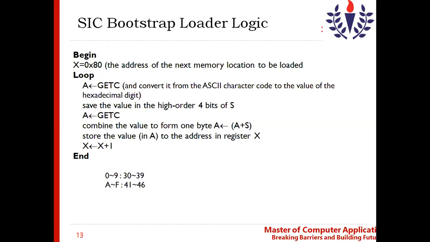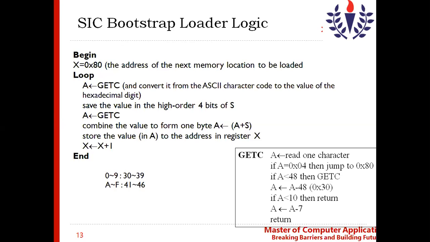So when you are starting from 80, then it goes to 81, 82, 83, and it goes on. The loop will keep going until there is no more input in the object program. So until the end, this process will repeat. During this process, whenever you would like to read a character, at that time you call the getC.